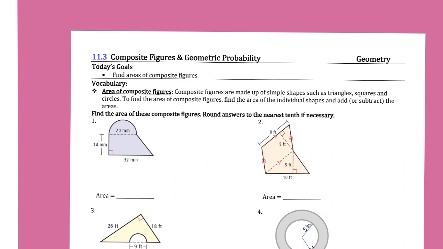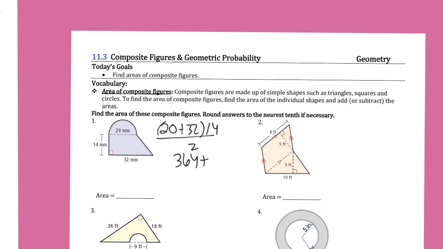So the first one is composed of a trapezoid with a half of a circle. To find the area of a trapezoid, you take the two bases that are parallel. So you take 20 and add it to 32. You multiply that by the height, which is 14, and then divide it by 2. If you use your calculator to do that, you're going to get 364 for that area. And that's going to be millimeters squared.